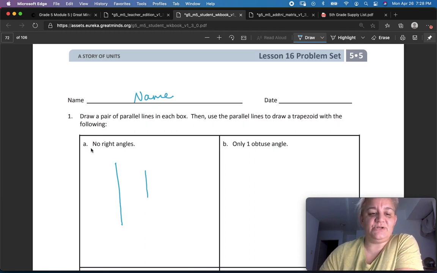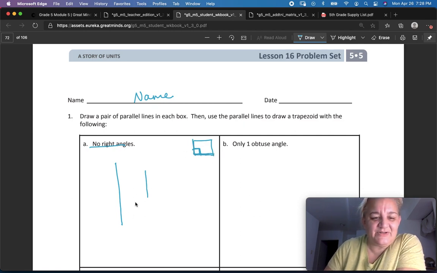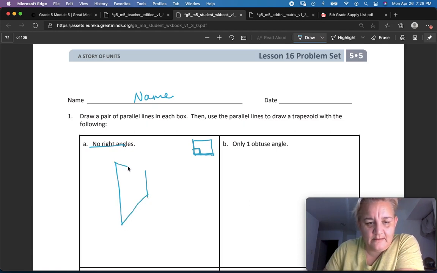So this one says no right angles. And a right angle is a 90-degree angle. Okay, so if we have a square or a rectangle, they have 90-degree angles. They go straight up and straight down. They're perpendicular to each other. And this is a trapezoid with no right angles. So there and there. Are there any right angles there? Any parallel lines? No. So there we go.